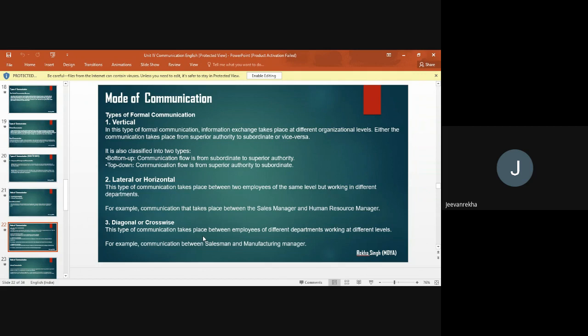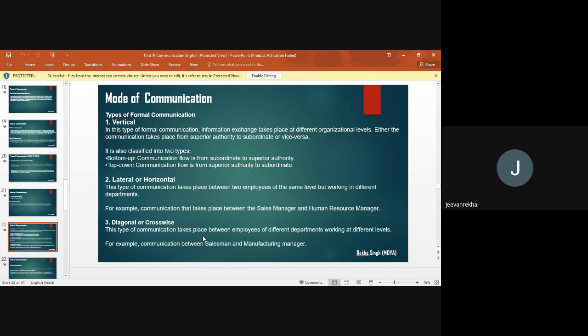Suppose you are a boss in your office and your subordinate is lower than you. So he will give information to you, that is bottom up. And top down communication flows from superior authority to subordinate. Means you are a boss, you are giving a message to your subordinate or your lower employees. That is top down. Now we'll talk about the second point: lateral or horizontal.